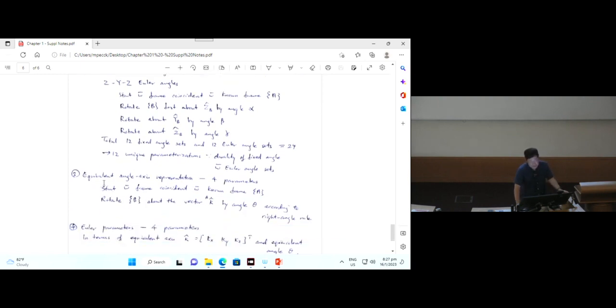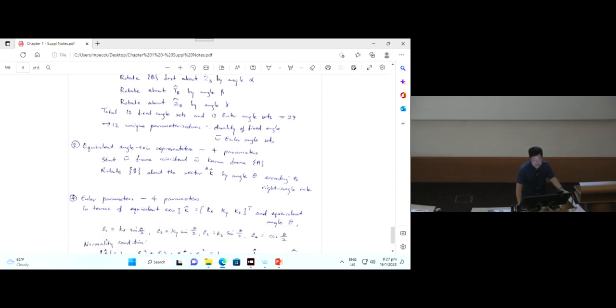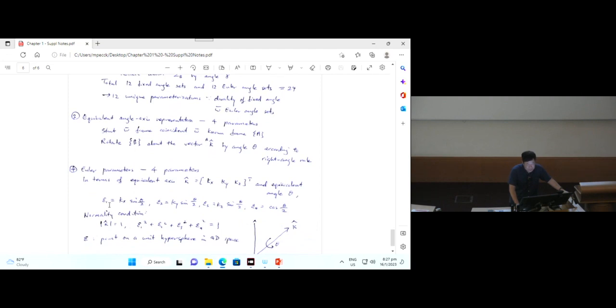And then we also talk about the equivalent angle set representation. So this equivalent angle set representation has 4 parameters. So bear in mind that you start with the plane coinciding with the known plane, and then you rotate B about the vector A hat by an angle theta according to the right-hand rule. You have the Euler parameter. The Euler parameter is also 4 parameters, so it's not minimum. It's an extension from the equivalent angle set. So you have epsilon 1, epsilon 2, 3, and 4 defined in this manner.